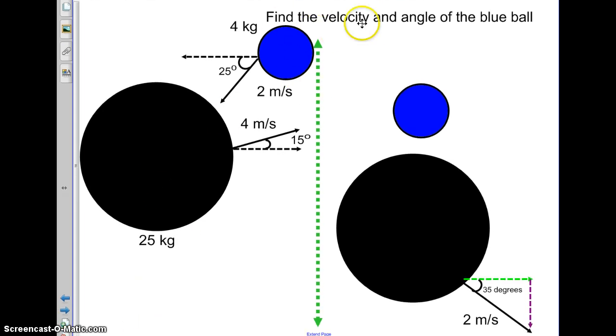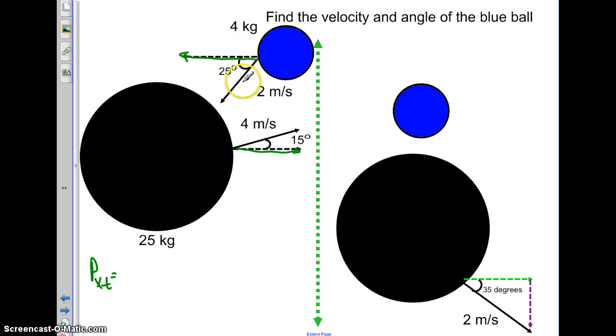What we've got here is two objects, and we're supposed to figure out the velocity and angle of this one after all the collisions have occurred. First thing that you've always got to do is find the total x and the total y. I'll start with total x momentum. The total x momentum is essentially this piece of this vector plus this piece of this vector. They're vectors in opposite directions, so they'll actually be subtracting from each other.